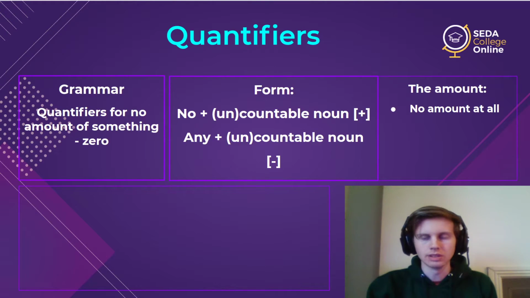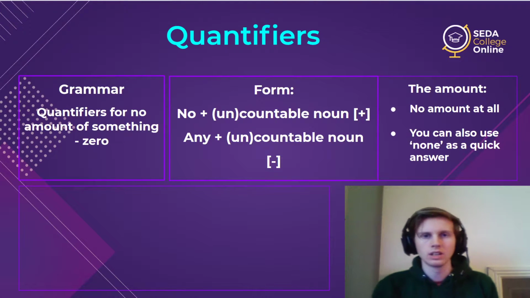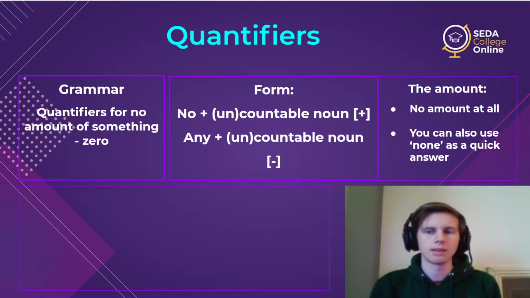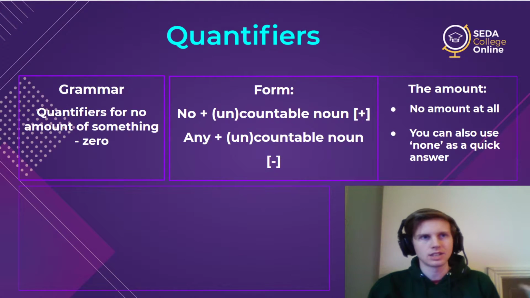You have absolutely none. And also, when you're answering a question, you can answer with the word none, and I'll show an example of that. This is kind of a quick tip or advice. So, instead of thinking about all the rules, if someone is asking you a question and you want to respond with 0, you can say none.